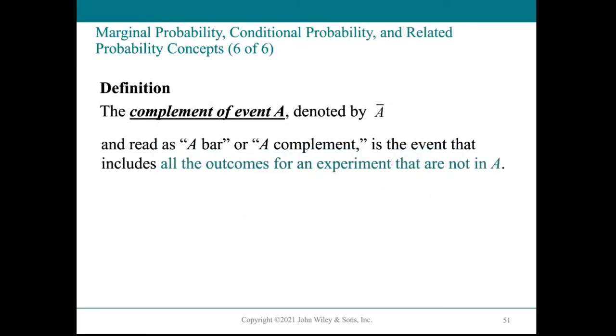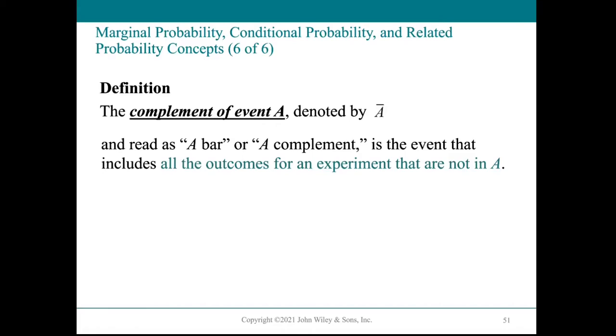The complement of event A is denoted by A bar. We define a complement as an event that includes all outcomes that are not included in A. For example, how do you like your coffee anyway? Black coffee without sugar, black coffee with sugar, coffee with sugar and milk. So those are possible events.